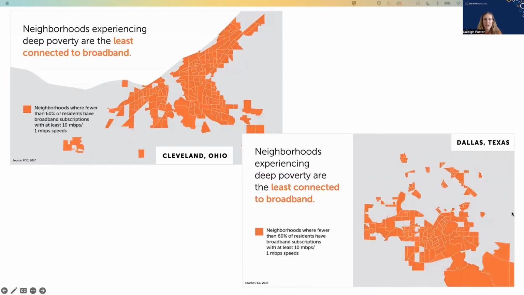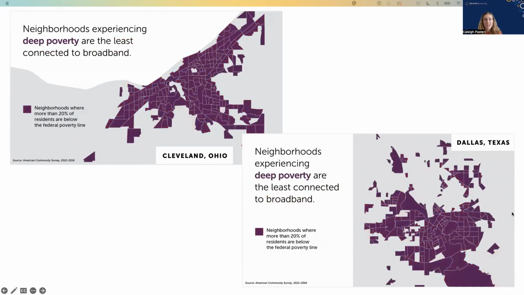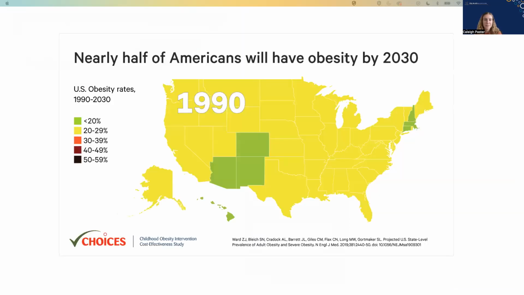And it's pretty straightforward. It highlights exactly what we're trying to say, the least connected to broadband, deep poverty, and then it highlights the different areas in those maps throughout that are affected by this.